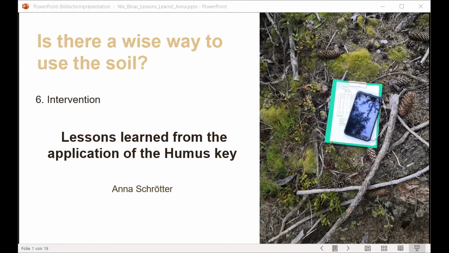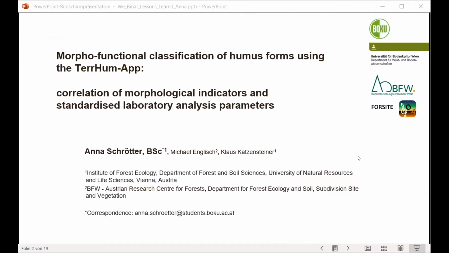Let's start right away with the lessons learned from the application of the Humus key, which I used for my master thesis. My master thesis has the title Morphofunctional Classification of Humus Forms using the TerrHum app. And we want to look for correlations of morphofunctional indicators and standardized laboratory analysis parameters.